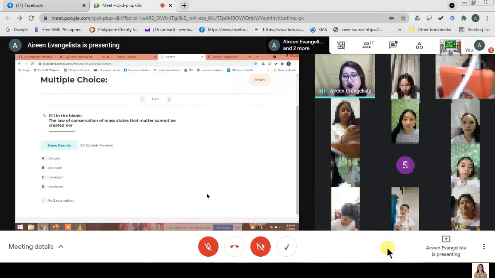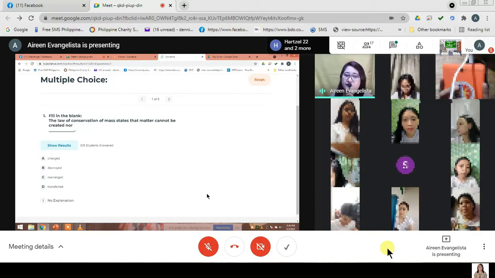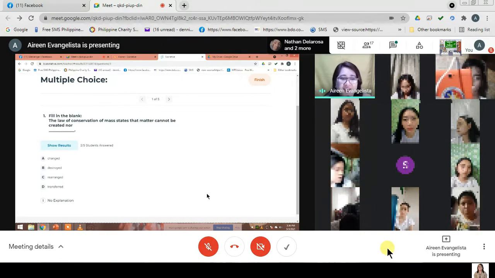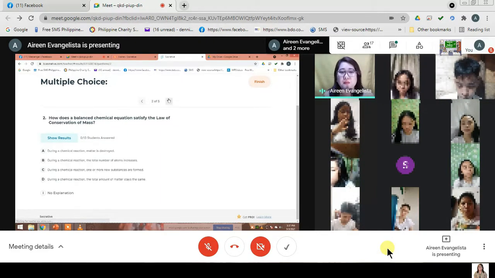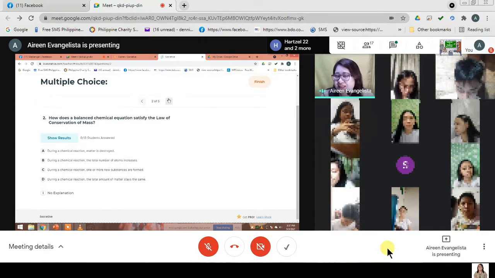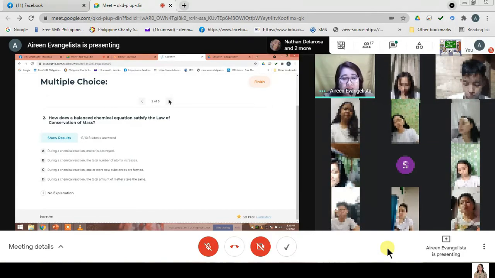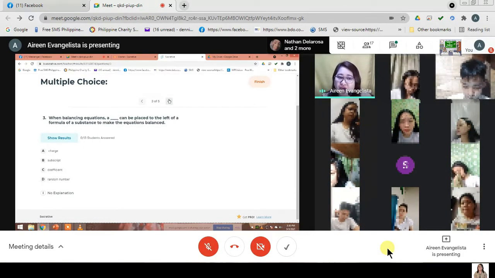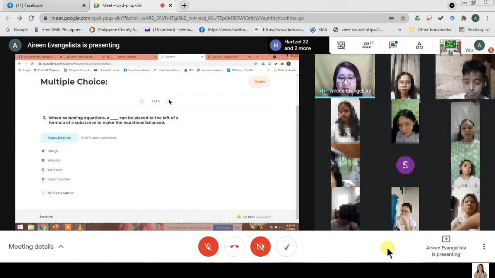Let's have number one. Are you in, guys? You have to fill in the blank. The law of conservation of mass states that matter cannot be created nor blank. Let's have number two. How does the balanced chemical equation satisfy the law of conservation of mass? Okay, let's proceed to number three. When balancing equations, a blank can be placed to the left of a formula of a substance to make the equations balanced.